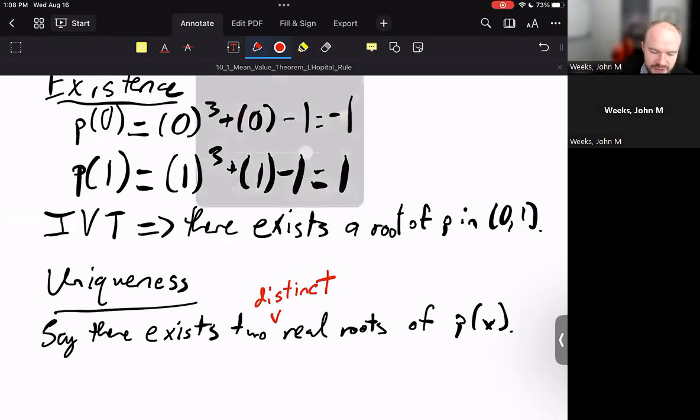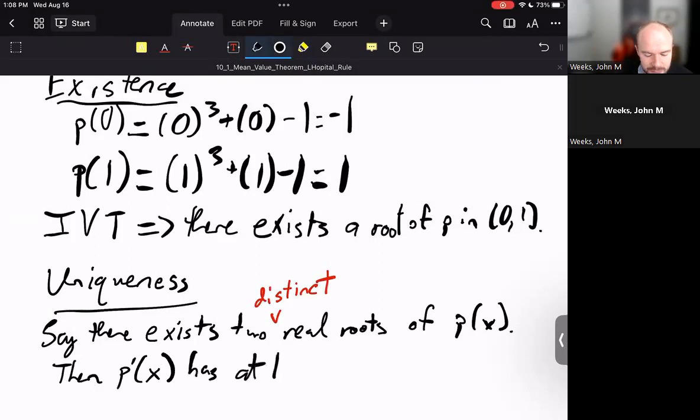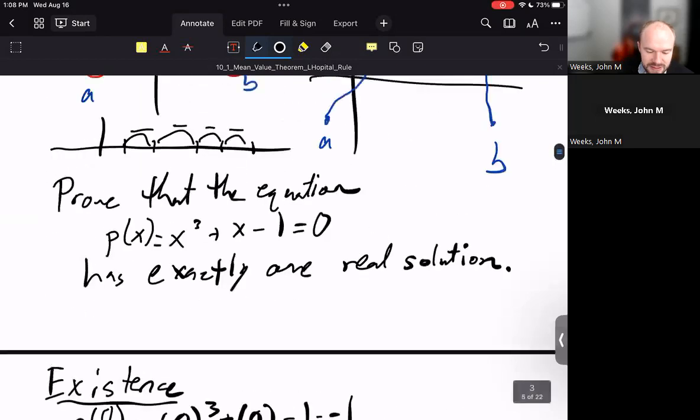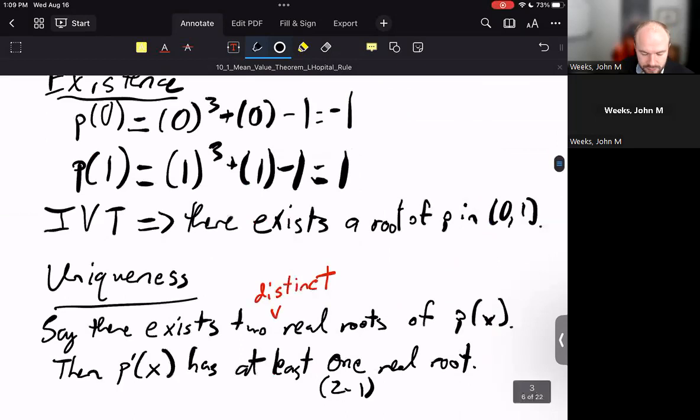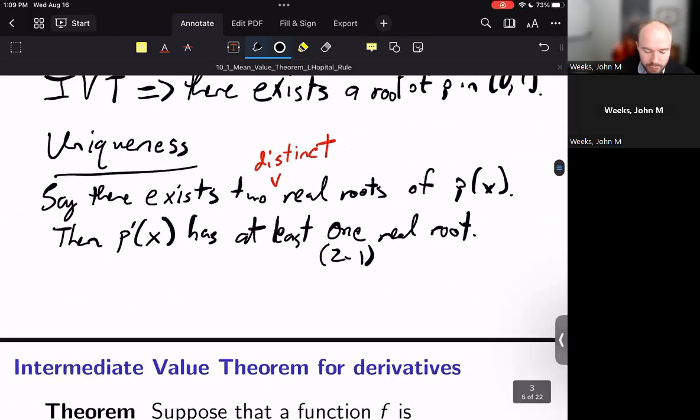Then our previous theorem is going to say that p prime of x has at least what? It has at least one real root, 2 minus 1. And that's because of the way that this was worded. When you have a polynomial having two distinct roots, the p prime has at least one root. Well, in that case, let's go through and find that derivative. Maybe we can find something interesting when we take it.